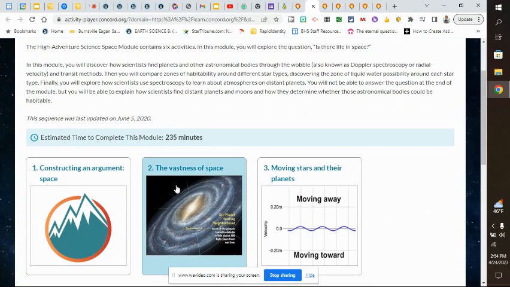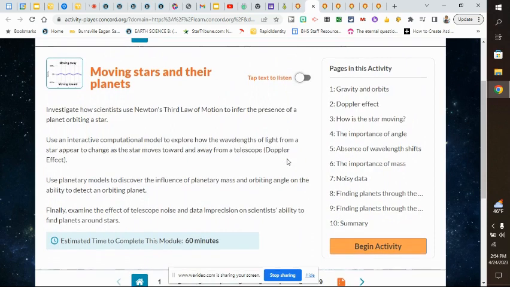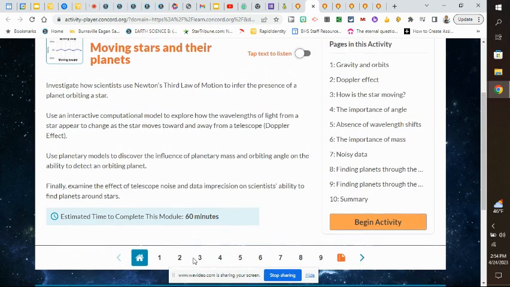I'm going to go ahead and go to Activity 3, Moving Stars and Their Planets. All right, the first page is just a description as to what you're going to be learning. It says it's going to take you 60 minutes to complete. It should not take you that long, but if it does, that's okay. You've got time to complete it.